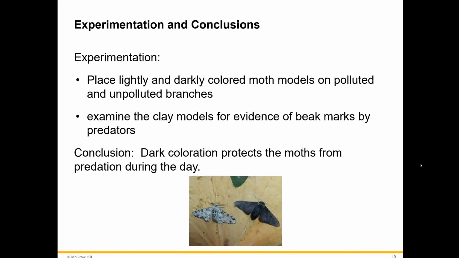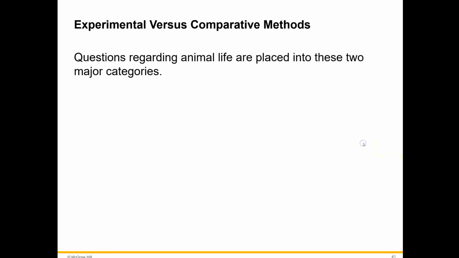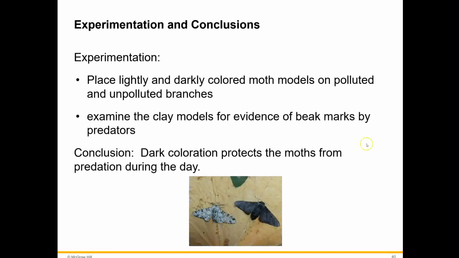So we place lightly colored and darkly colored moths in polluted and unpolluted branches, and they used clay models for this, and they went back and they saw that the dark coloration protects dark moths during the day. And so a dark moth that lands on a polluted branch is not going to get eaten as often during the day. And so this experiment led us to understand that this is a selective process taking place that's driving the differences between these two moths.